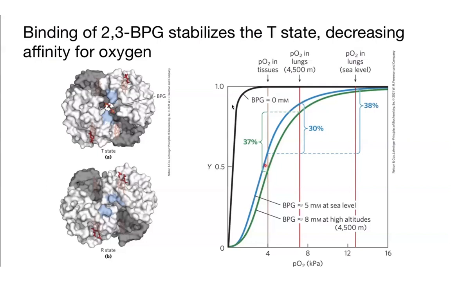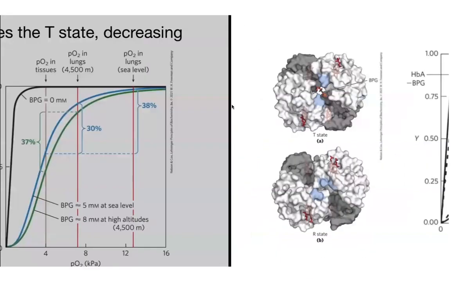And we saw how we could have a lower affinity by increasing the concentration of 2,3-BPG. So people at higher altitudes make more 2,3-BPG, and this is going to help compensate for not having enough oxygen to begin with, allowing them to still offload a similar amount of oxygen in their tissues.